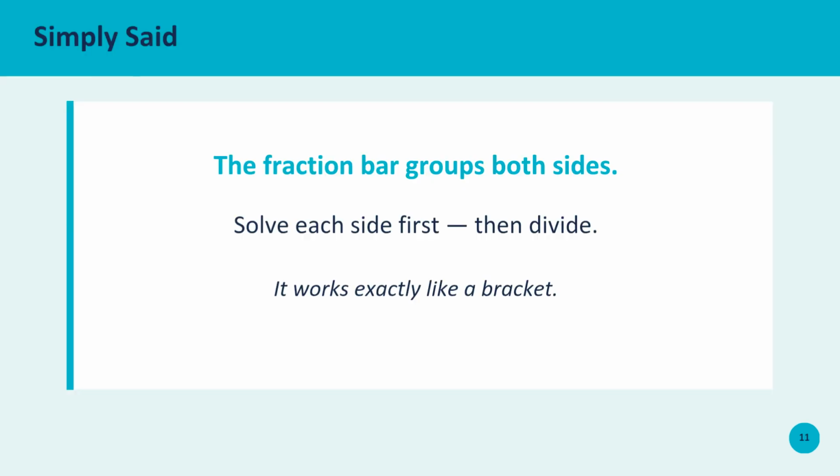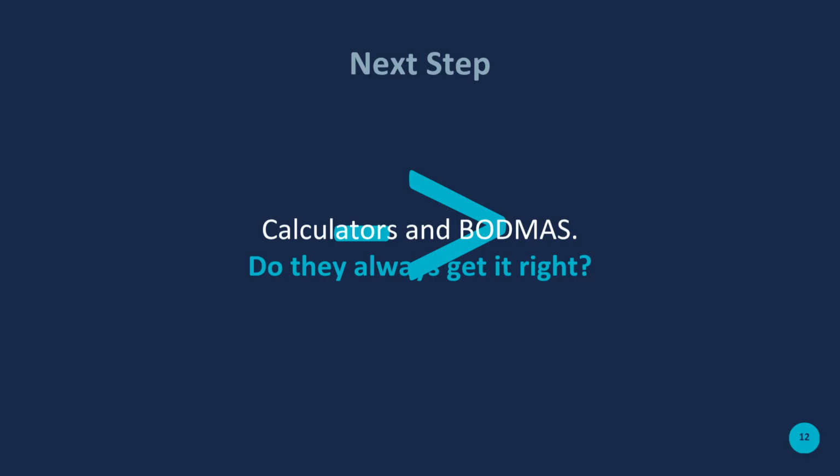Simply said, the fraction bar groups both sides. Solve each side first, then divide. It works exactly like a bracket. Next step, calculators and BODMAS. Do they always get it right?